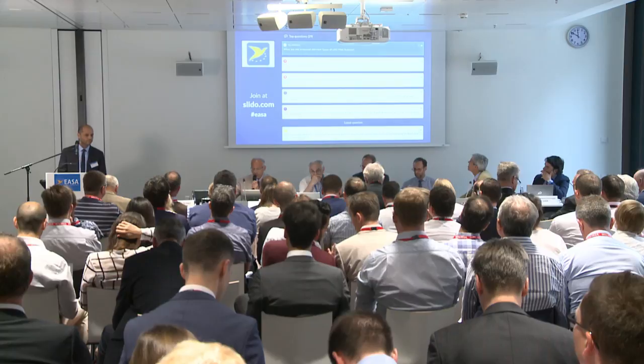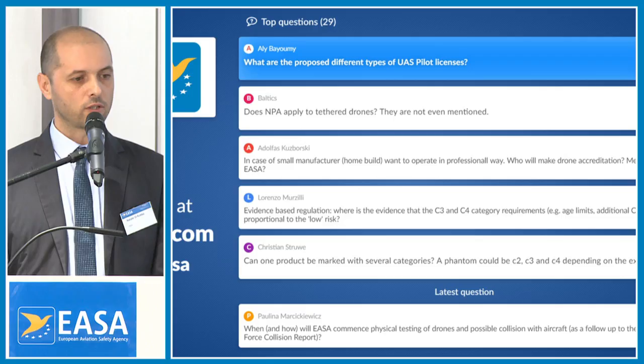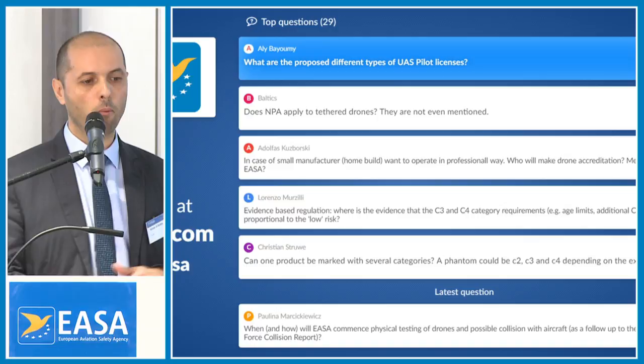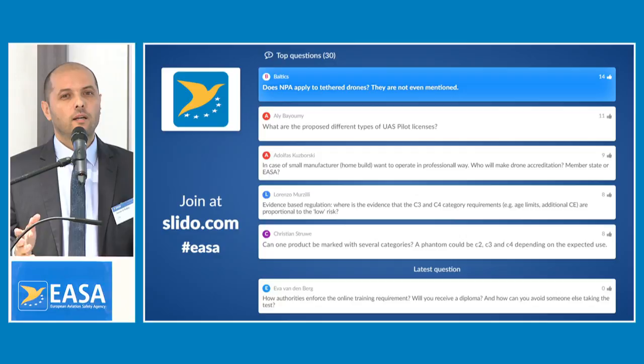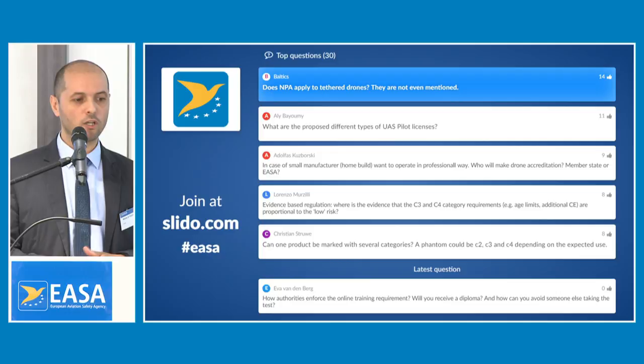What are the proposed different types of UAS pilot? Okay, we don't have pilot licenses in our regulation. A pilot license in our aviation world is something very, very clear. You need to have some medical, so it's a very complex process. We don't require any pilot license. So we just say that for the open category, you can read the leaflet if you use the C0. If you have the online training for the other classes, except for the C2, you need to have this certificate of competence, which is something like our driving license, but is different from the license in the way we think of it in our aviation world.